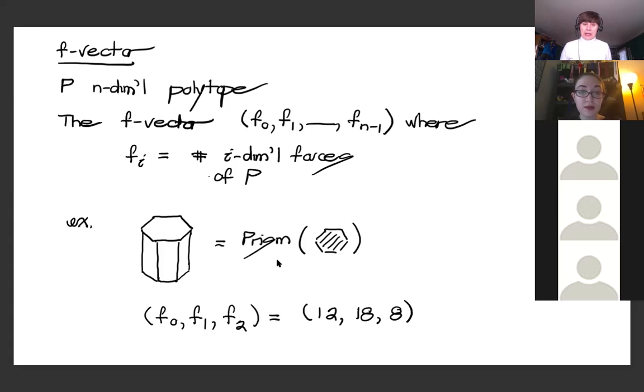Finally, F2 here is counting the number of two-dimensional faces. So I have the top face, a two-dimensional face, the bottom, which we can't see, and then these 6 rectangular looking faces going around. 6 plus 2 is 8. So that is the F vector.